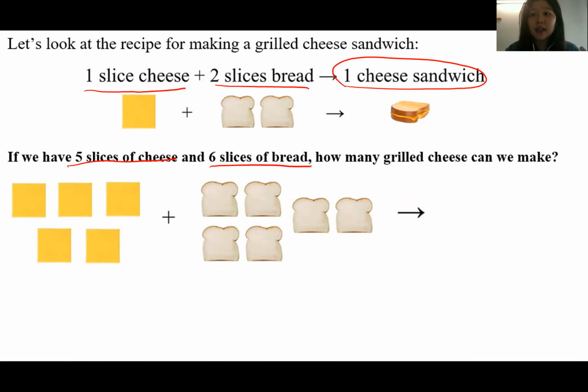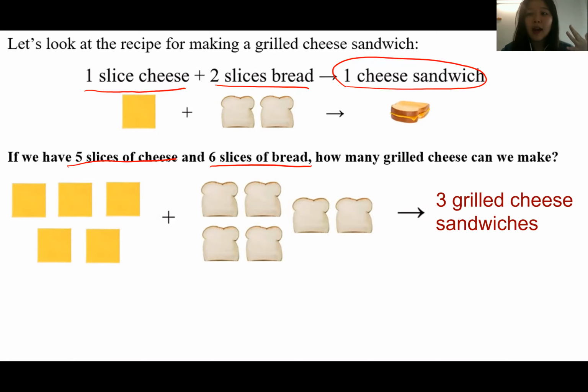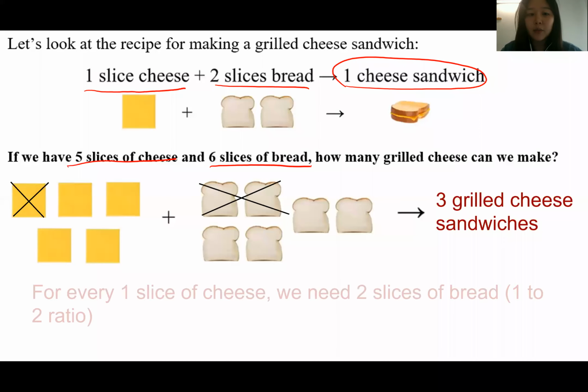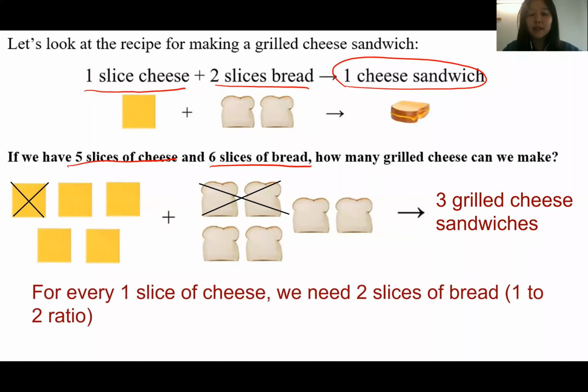Some of you can probably do the math in your head and say, okay, we can make 3 grilled cheese sandwiches with those ingredients. So in my head, I'm thinking, for every 1 slice of cheese, we need 2 slices of bread. I'm going to cross out every cheese and the breads that I'm using to make 1 grilled cheese sandwich.